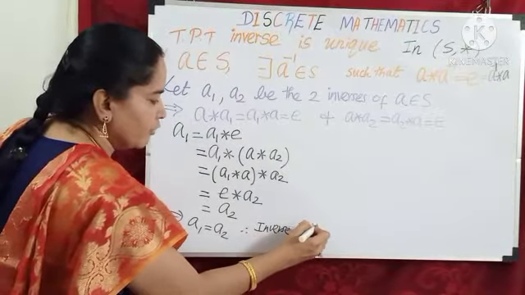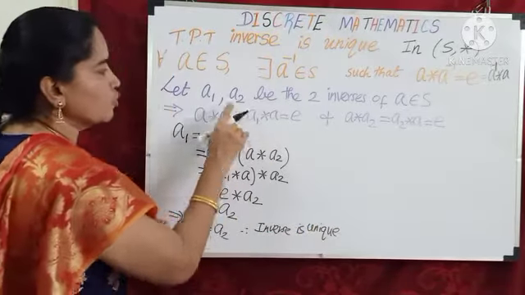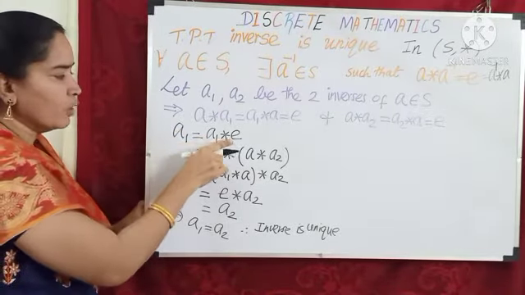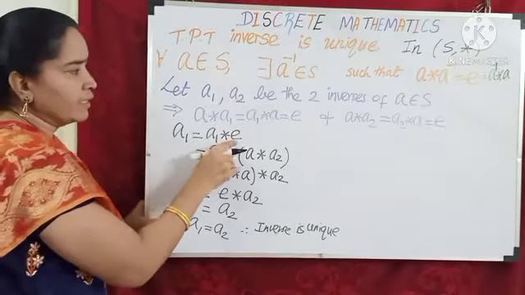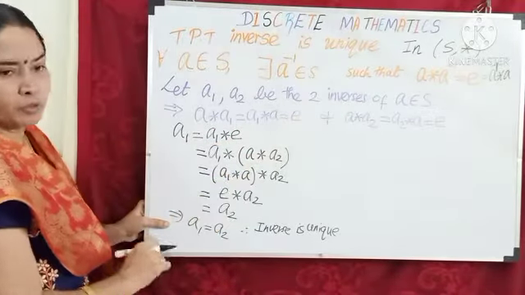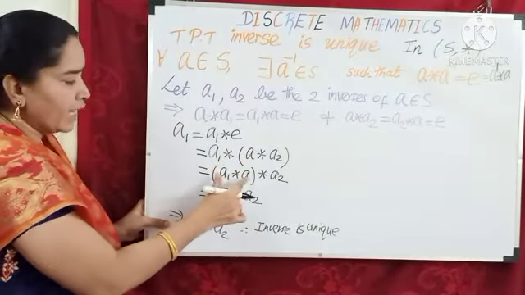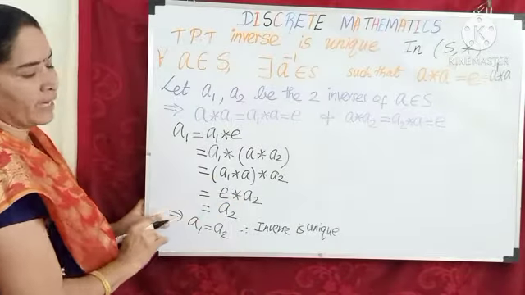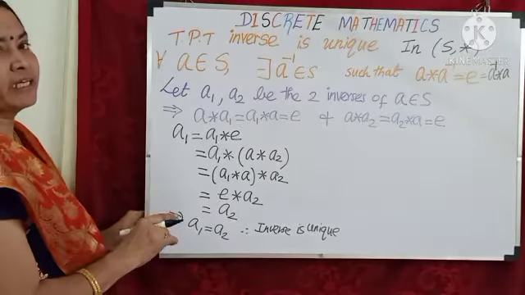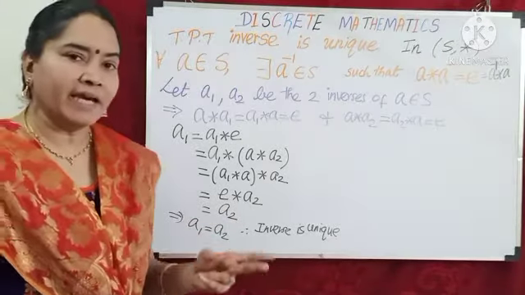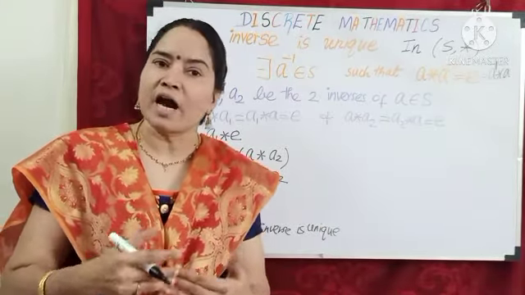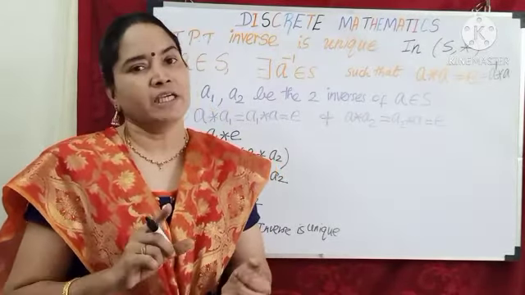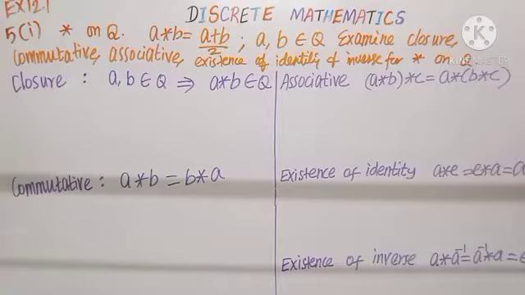Inverse is unique. If possible, we have assumed two inverses. Start from the first inverse, which is written as A1 star E. E can be written from here as A star A2. Combine A1 and A, A1 star A is E. E star A2 should give me only A2. So I have concluded inverse is unique. So two major properties in sets that we are doing in the exercise: identity should be unique and inverse should be unique. Question number 5.